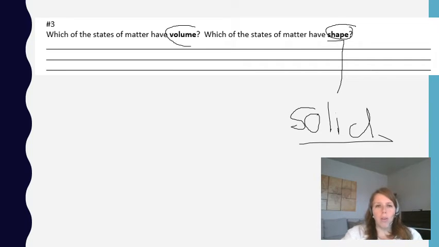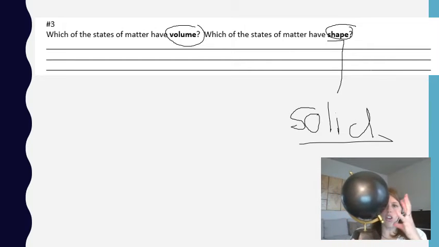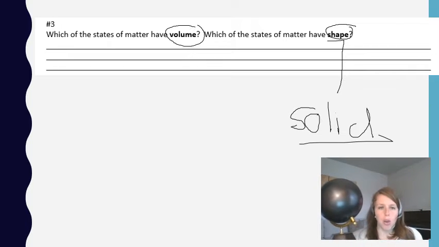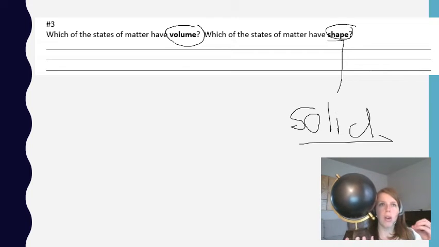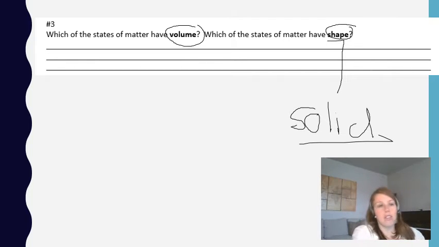How about volume? Volume is how much space something takes up. So if I have my, I'll just show you my globe. Right here, my globe sits here. It's a solid. Its volume is set. It's not just going to sit here and magically expand. That would be pretty cool. But solids have a volume. In other words, it's an amount of space that's going to stay the same. So definitely a solid has volume.